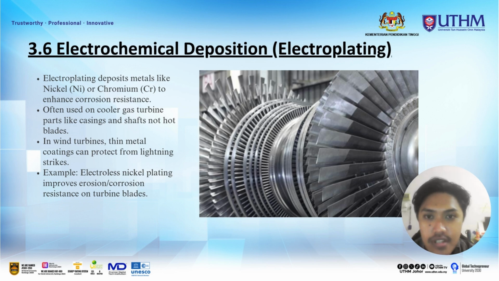What is electroplating? Electroplating deposits metal like nickel or chromium to enhance corrosion resistance. It is often used on cooler gas turbine parts like casings and shafts, not hot blades. In wind turbines, a thin metal coating can protect from lightning strikes. For example, electroless nickel plating improves erosion and corrosion resistance on turbine blades.